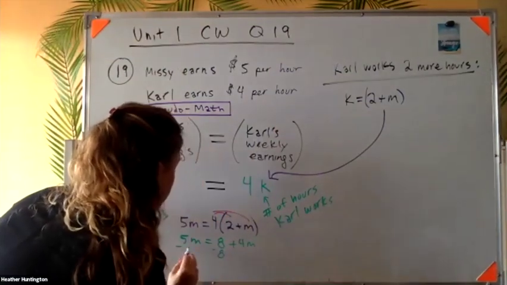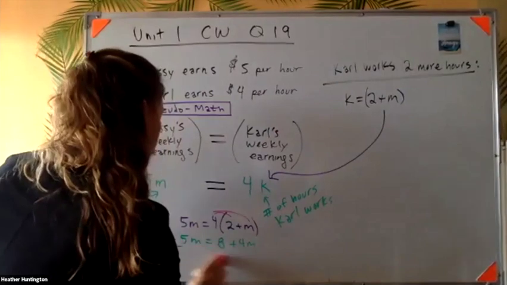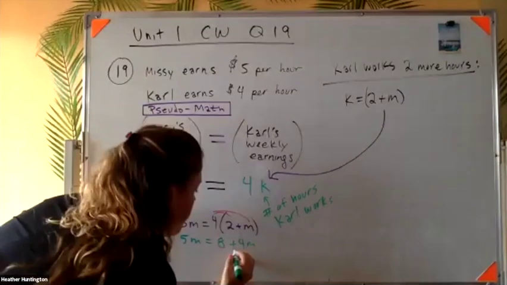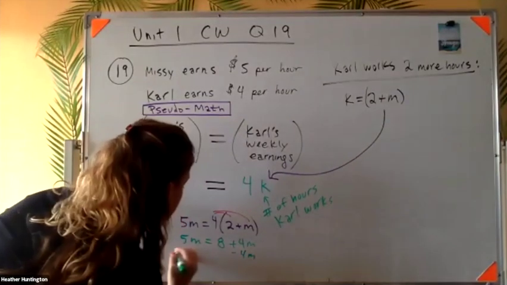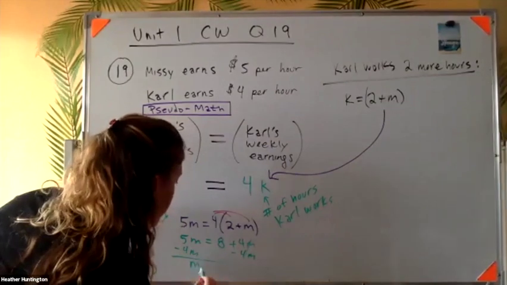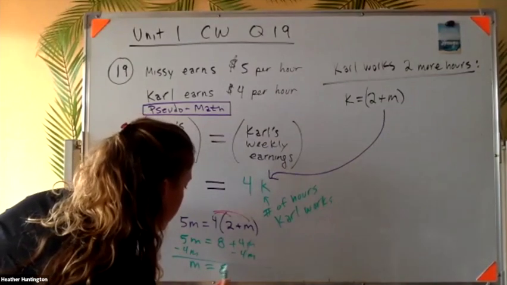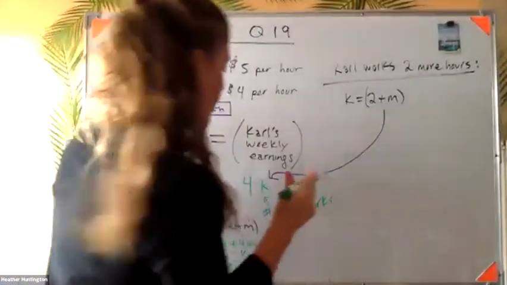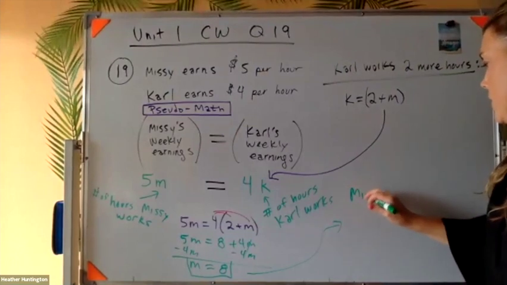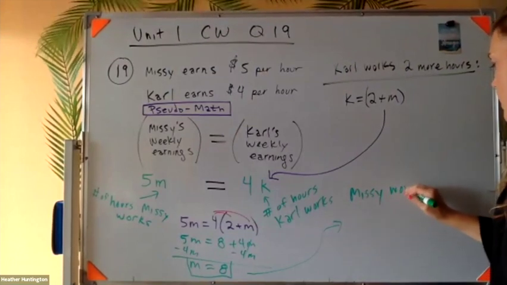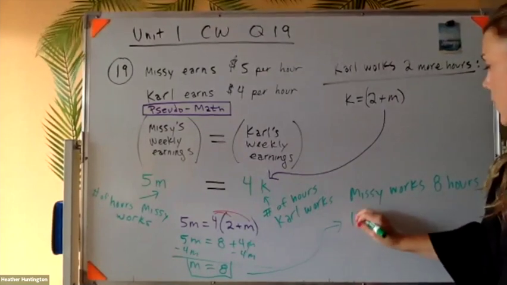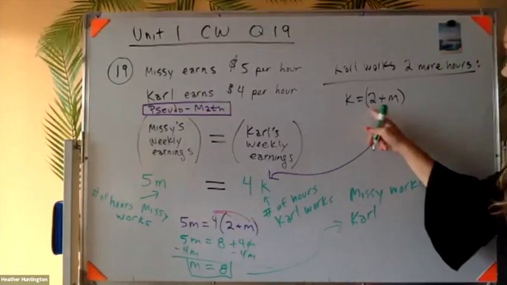So now I'm just solving this equation. You want to combine like terms, so you are going to be using algebra in this course. So now I'm subtracting 4m from both sides. And I have that m is equal to 8. So that means that Missy works 8 hours. And that means that Carl works 2 more.